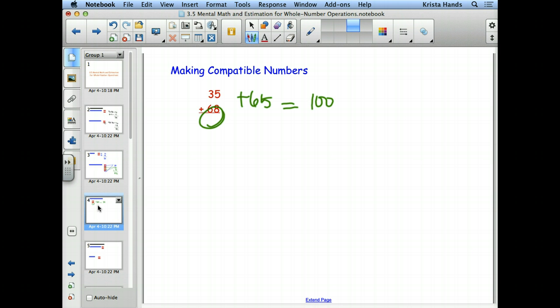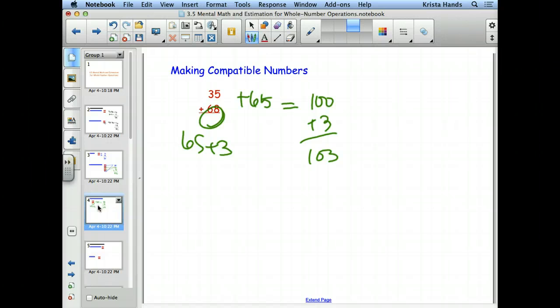How far off am I? I'm just 3 off, right? So this is only 103. 68 is 65 plus 3. First I added the 65 because it made it to a nice number, 100. So it turned it into a number that's nice to work with. And then I added what's left over afterwards.